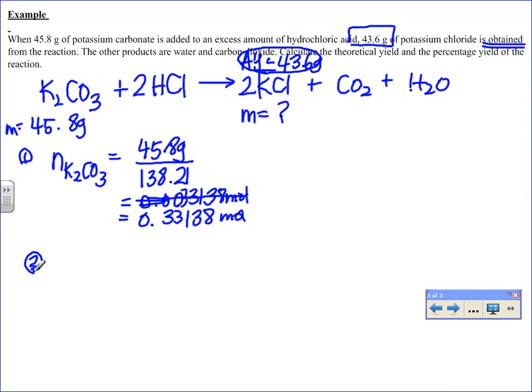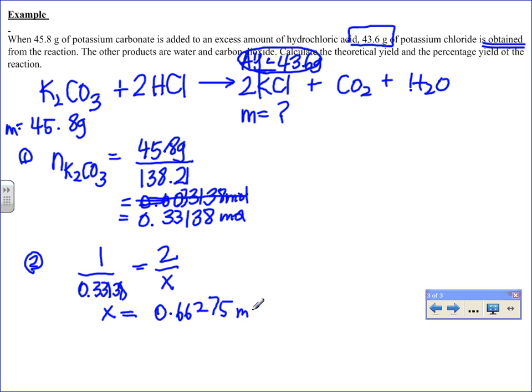Step 2 is to use the moles of K2CO3 to find the moles of KCl. The ratio between these is 1 to 2. For every 1 mole of K2CO3, I produce 2 moles of KCl. Therefore, if I have 0.33138 moles of K2CO3, I will produce X moles of KCl. Cross multiplication gives me an X value of 0.66275. I've got double the amount of KCl.